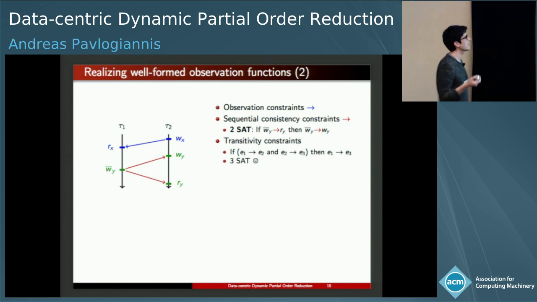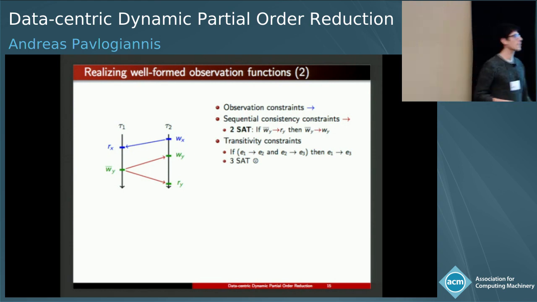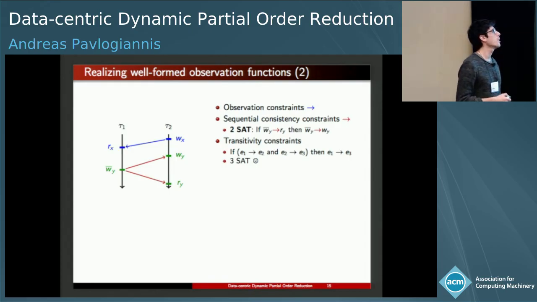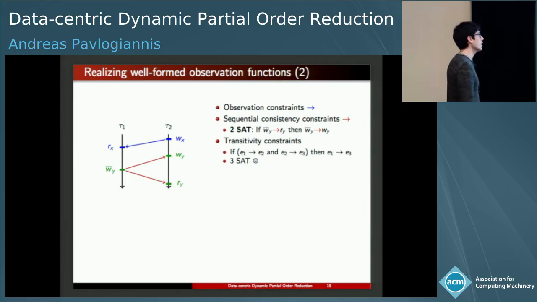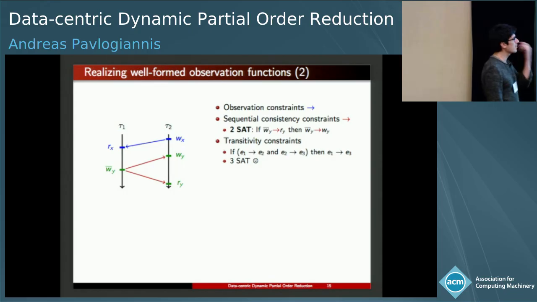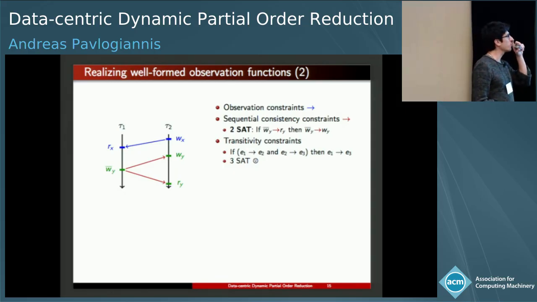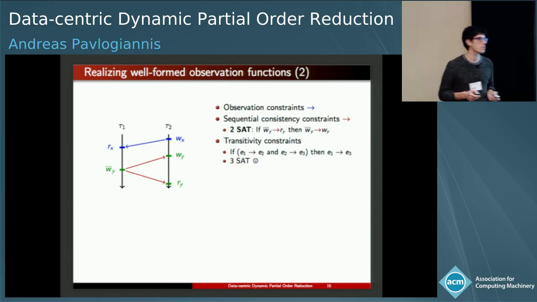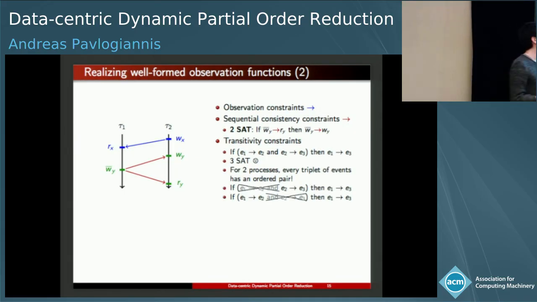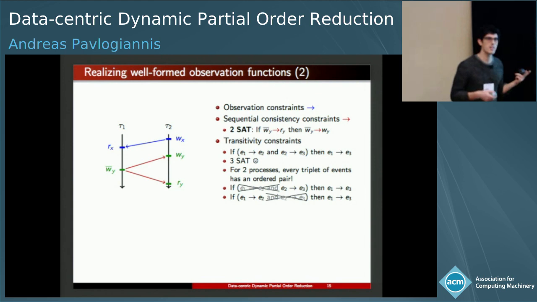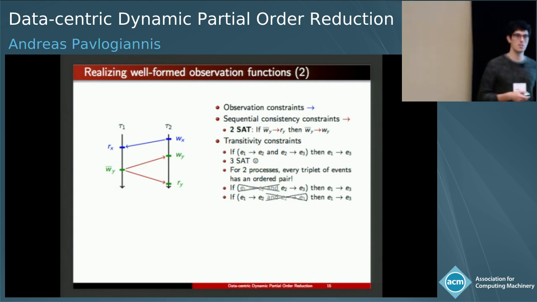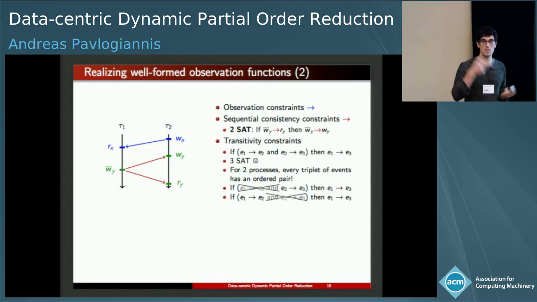Now, this being a partial order, the third type of constraints we need to enforce is transitivity constraints. If E1 happens before E2 and E2 happens before E3, then make sure E1 happens before E3. But at first glance, this is bad, because it looks like now a 3SAT. We say if A and B, then C, and this is a clause with three literals. But recall that we only have two processes in our system, and you can easily reason about the following. For two processes, every triplet of events must already have an ordered pair. This is the pair that belongs to the same process.